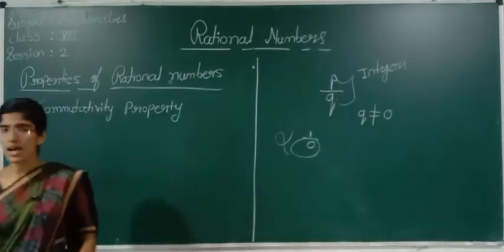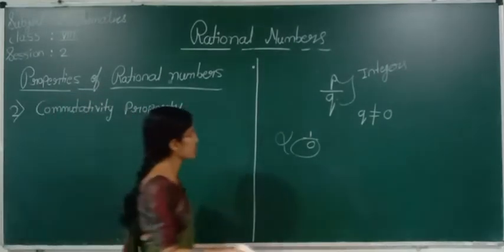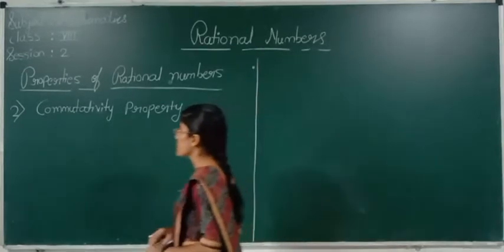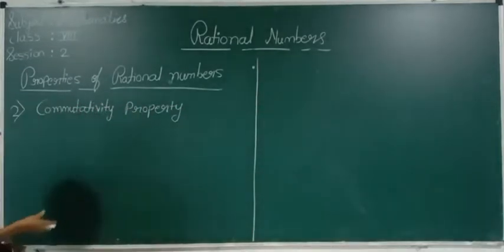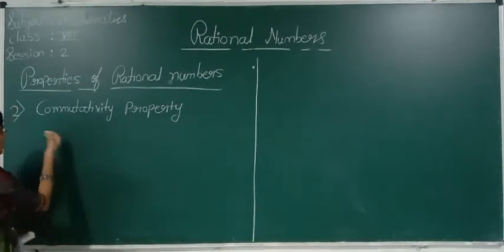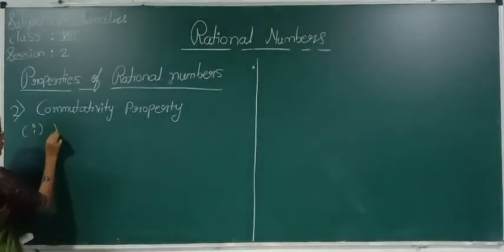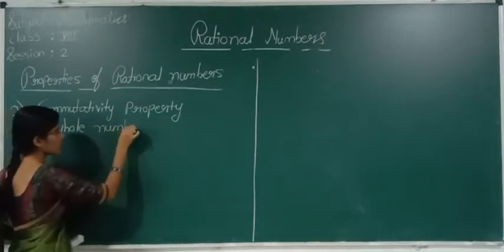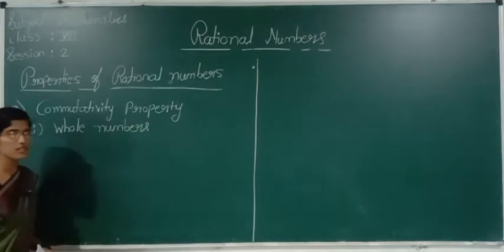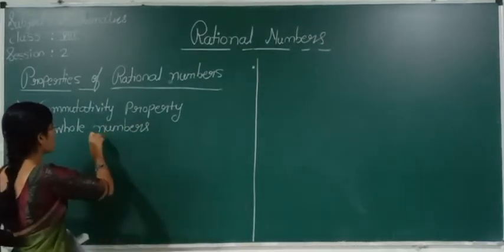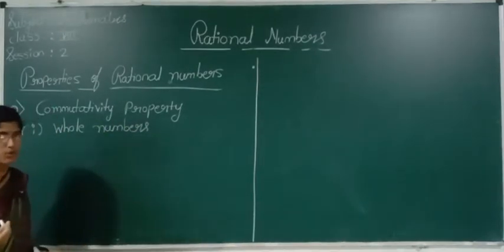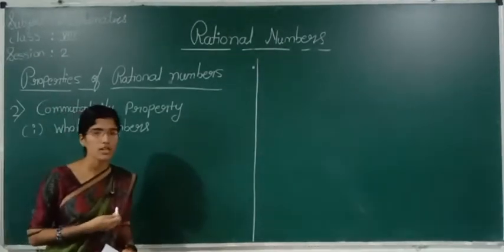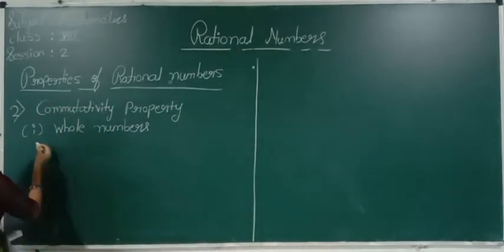So in today's class we are going to see the second property, that is nothing but commutative property. So we will just recall what is commutative property for whole numbers. We had done it last year. We will just revise commutative property for whole numbers, commutativity property for integers. At last we will do commutative property for rational numbers.